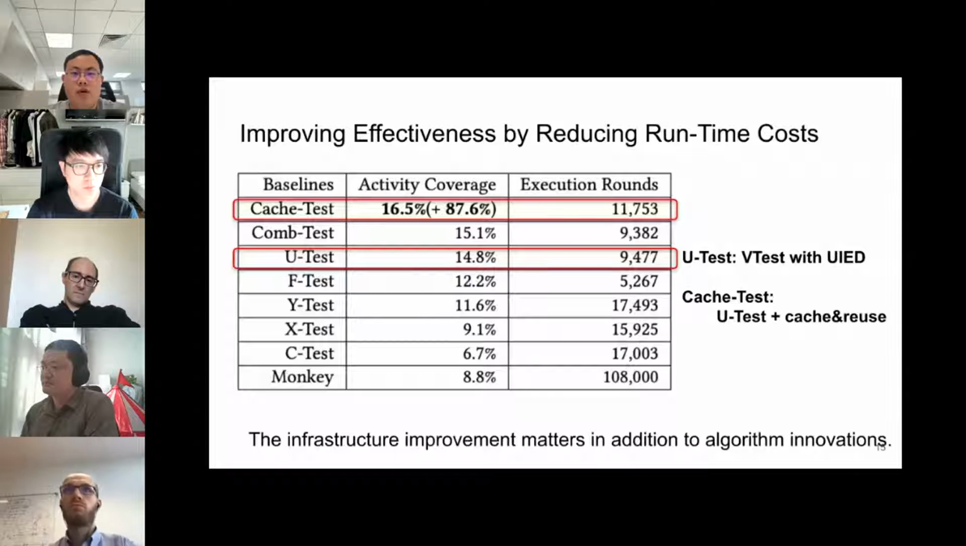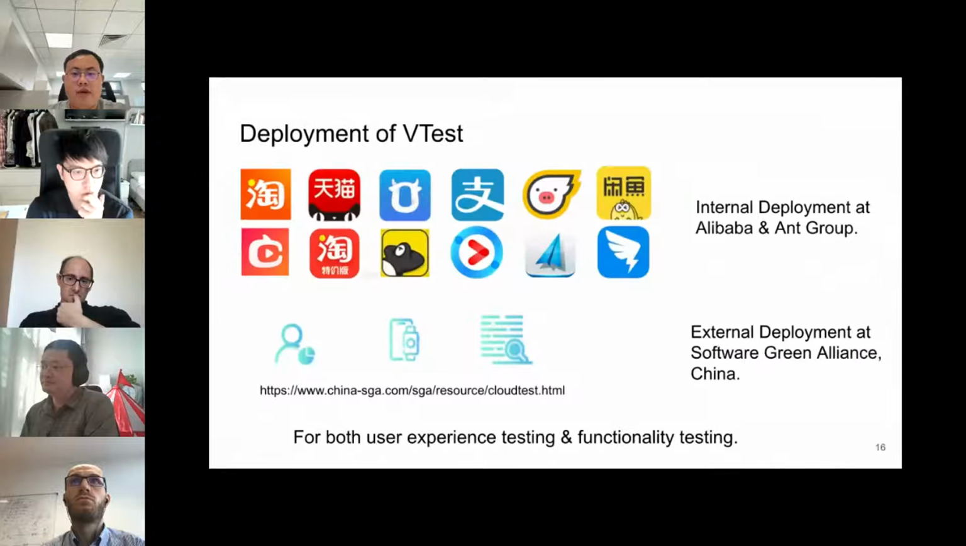Here is an example. Cache test caches and reuses the processing results of the same screenshot, which reduces the runtime cost of VTest, and consequently, it improves the test effectiveness. We deploy VTest internally at Alibaba Group and externally at Software Green Islands, China. VTest is used for both user experience testing and functionality testing.